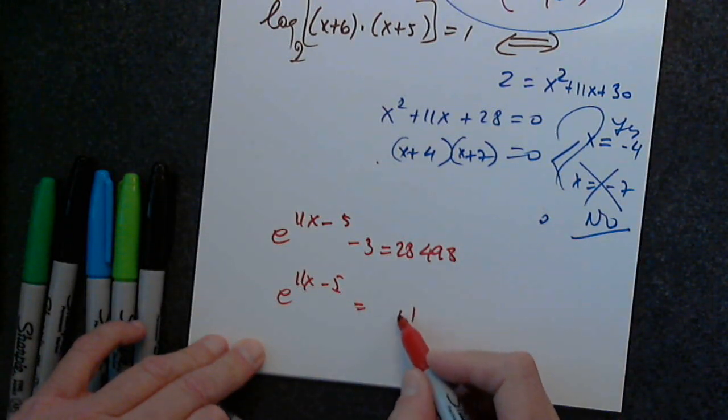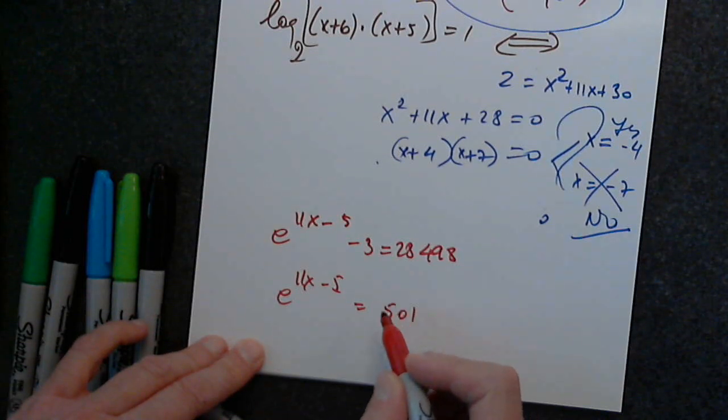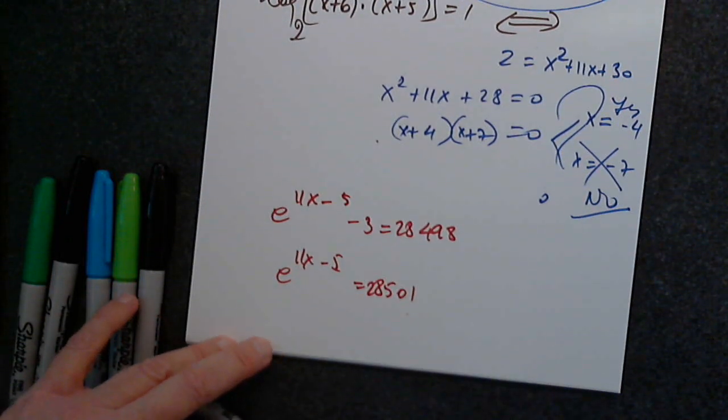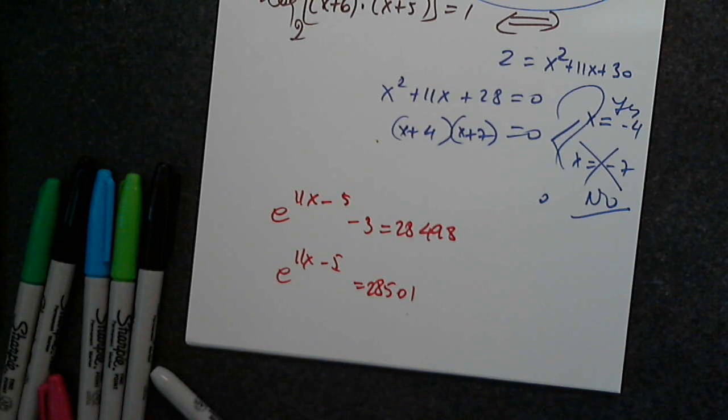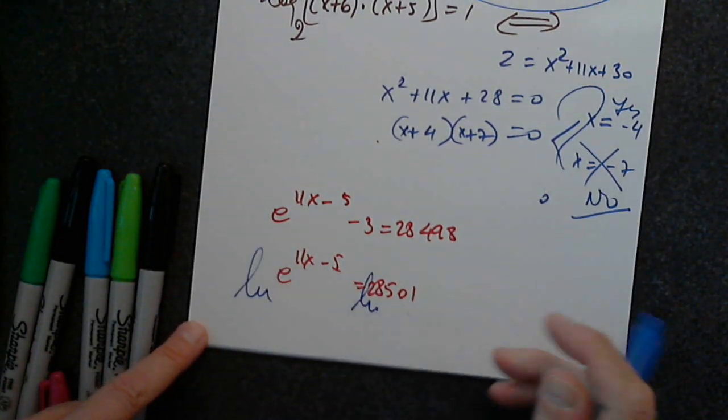28,501? Yep. Good. So now it's completely cleaned up. And what will happen next then? Now we apply natural log, indeed. Awesome. So natural log on both sides.